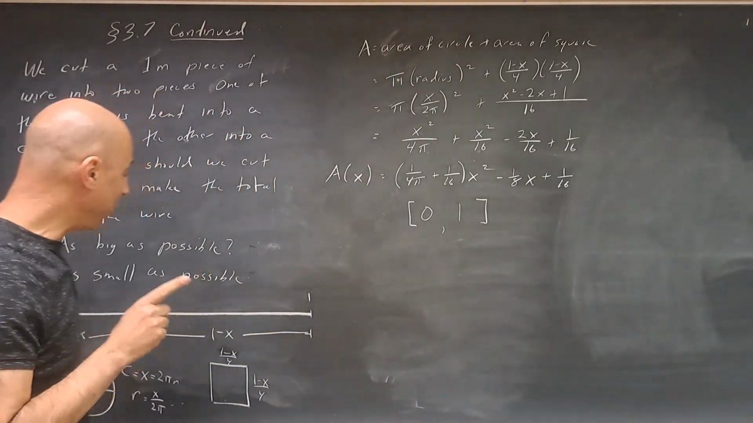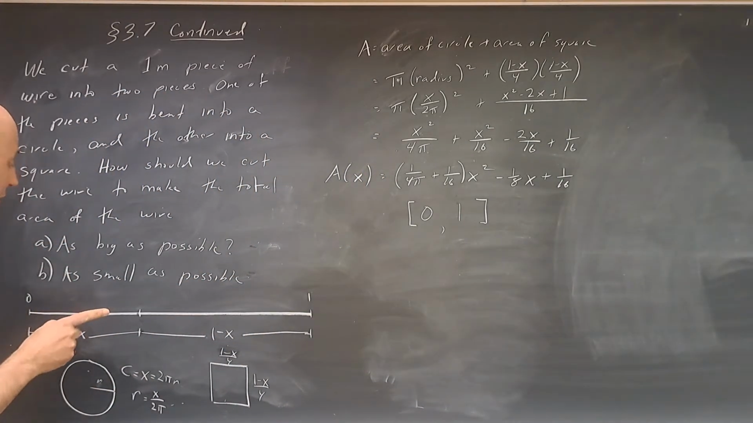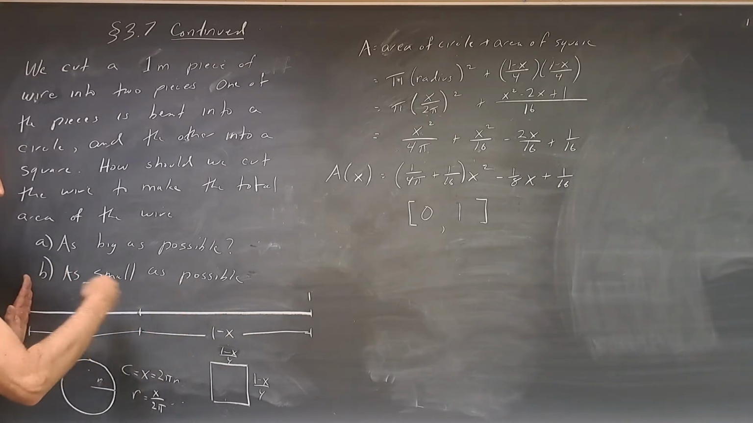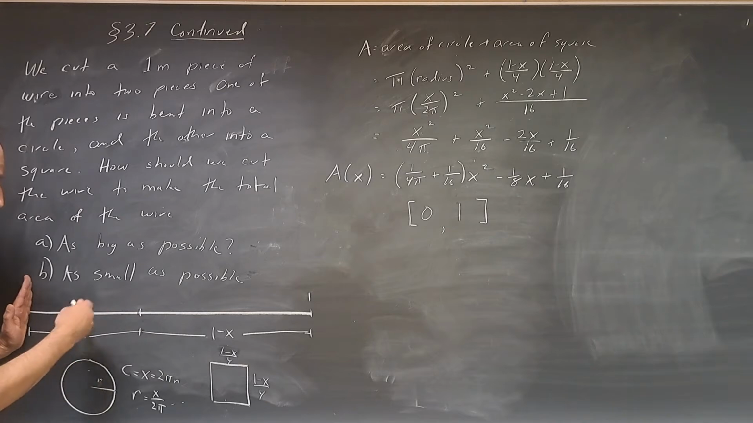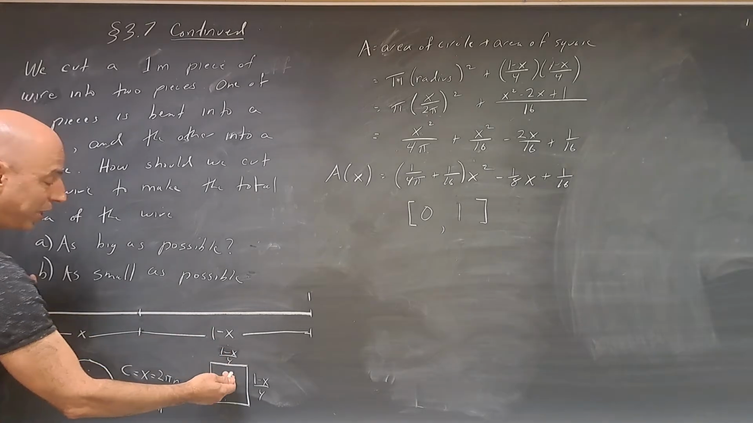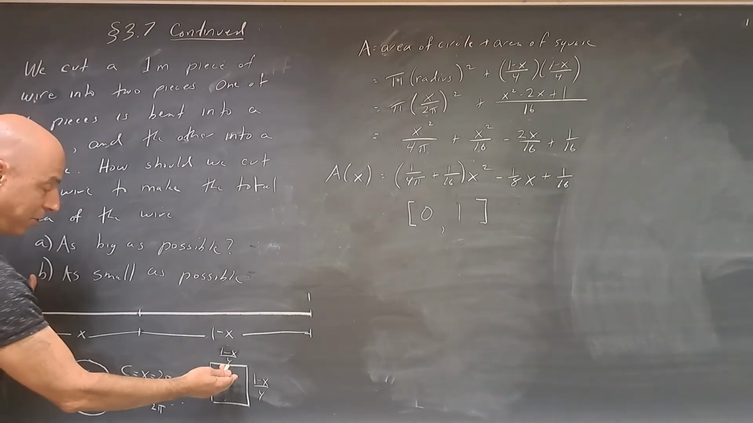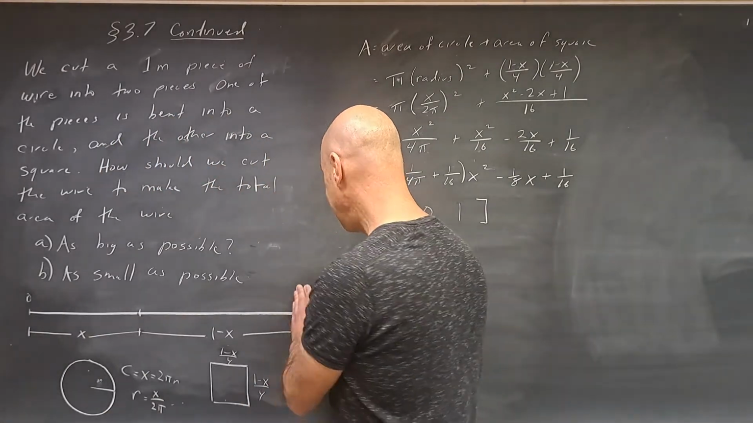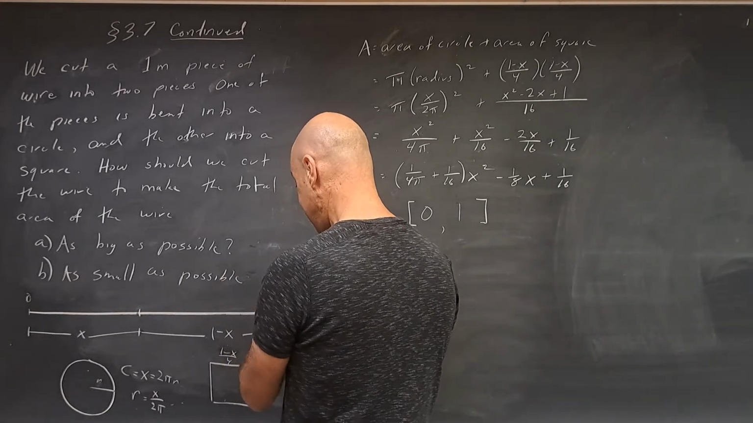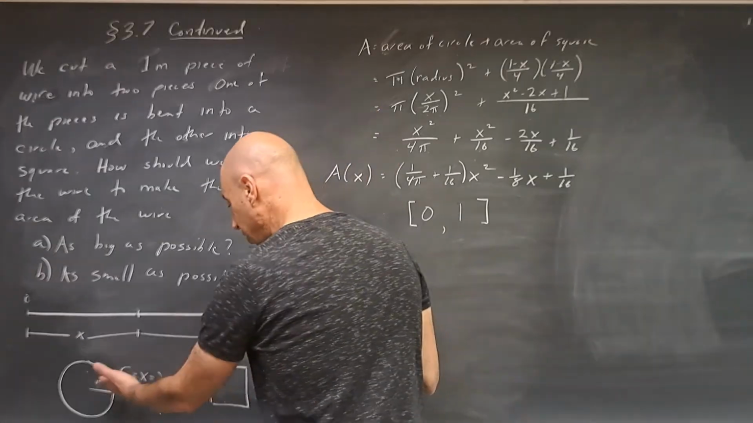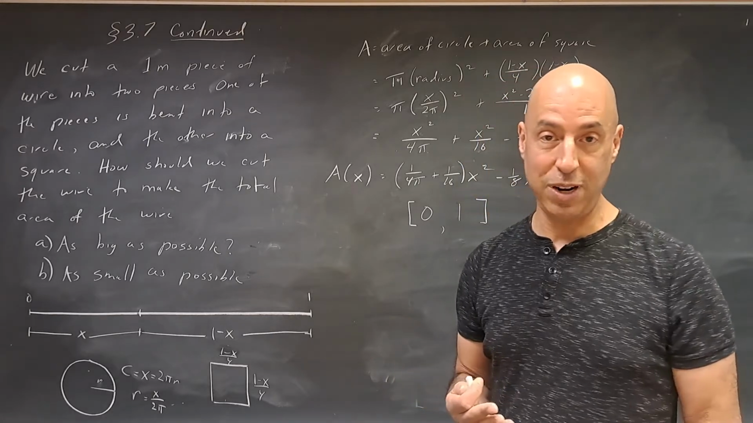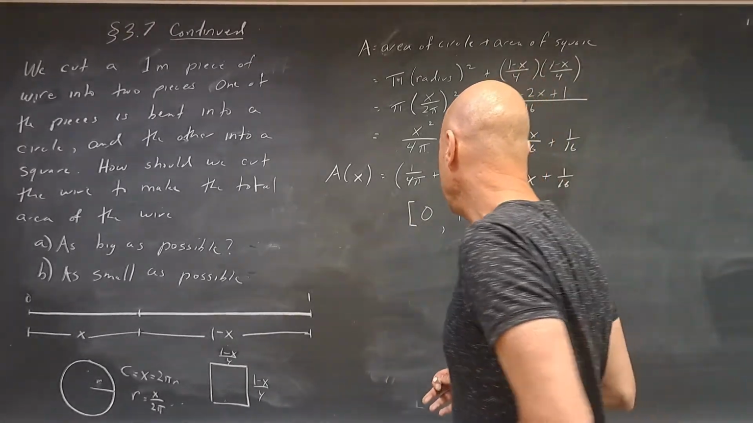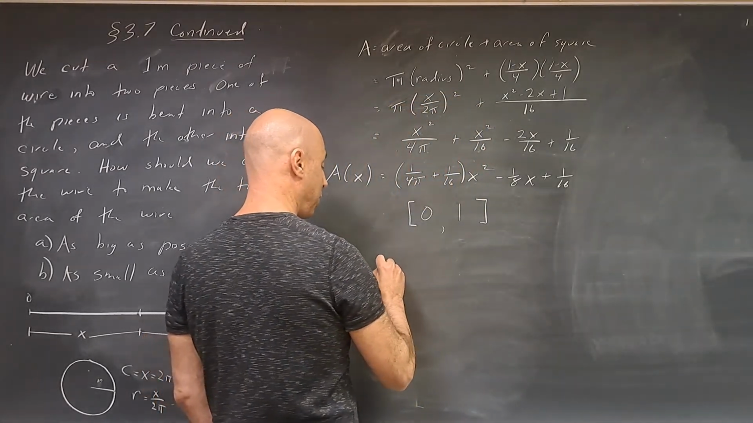Let's talk a bit about what it means for x to be 0 and x to be 1. If we make the cut over here, then every part of the wire is to the right of the cut. And so we don't use any of the wire to make the circle. We use the entire wire to make the square. If we make the cut over here at x equals 1, then the entire wire is to the left of the cut. And so we use it all to make the circle and none to make the square. So that's how that works. So let's go ahead and take our derivative to find our critical points.